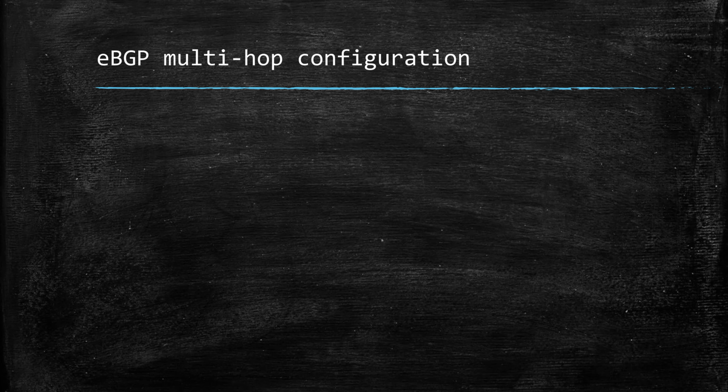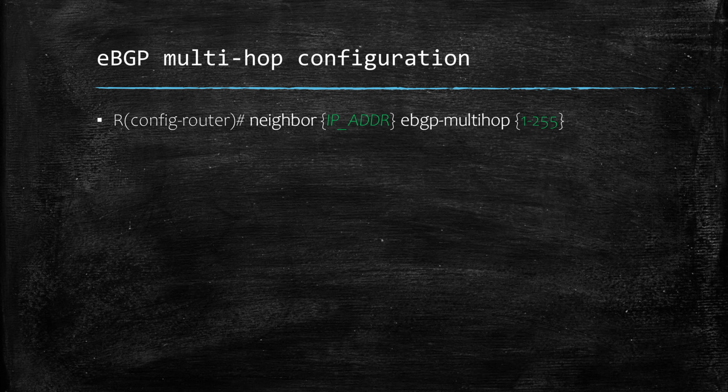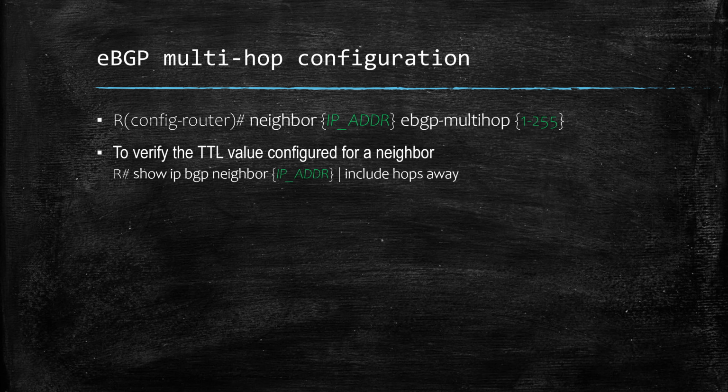We have just seen that the configuration for BGP multihop is to specify a neighbor and then add the keyword ebgp-multihop and the value of the time to live to use for the packets destined to this neighbor. And to verify the TTL used for a neighbor, we can do the show ip bgp neighbor. Since the output of this command is very long, we can include a filter for the hops away.